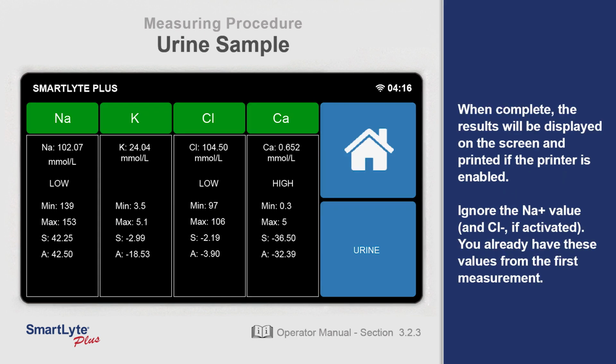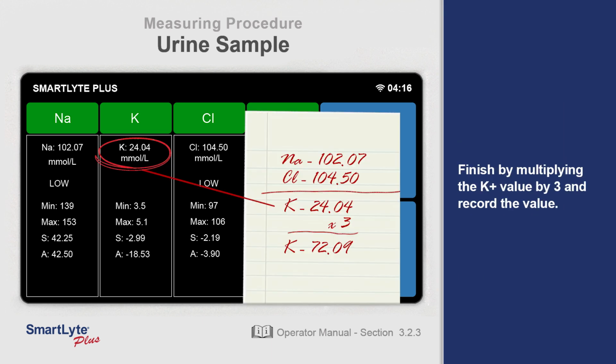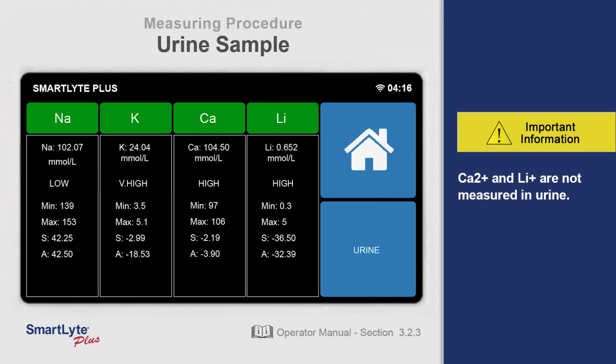When complete, the results will be displayed on the screen and printed if the printer is enabled. Ignore the sodium value and chloride if activated. You already have these values from the first measurement. Finish by multiplying the potassium value by 3 and record the value. Calcium and lithium are not measured in urine.